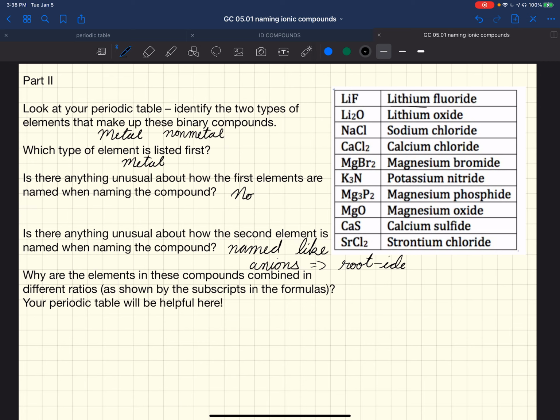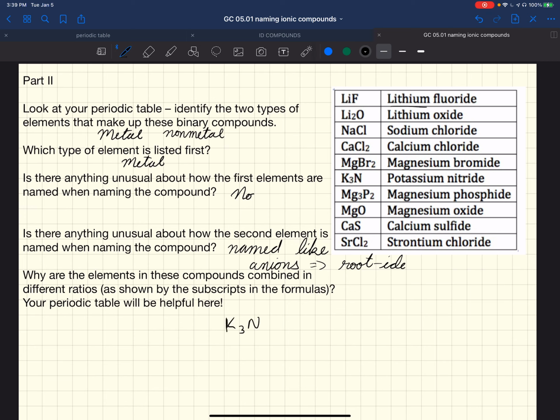Okay, great. Ooh, now here's the tricky question. Why are the elements in these compounds combined in different ratios, as shown by the subscripts in the formulas? Your periodic table will be useful here. Well, hopefully you thought about this one. And I'm going to talk about K3N because that one's interesting.